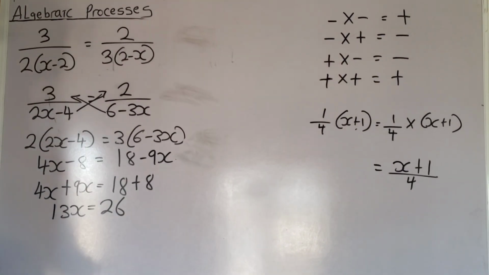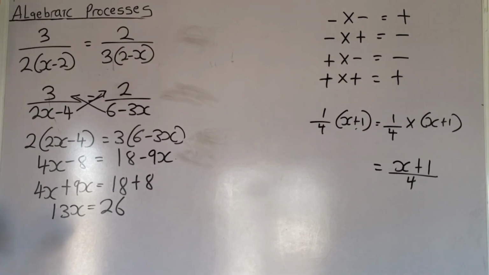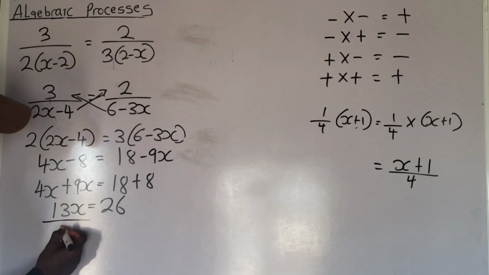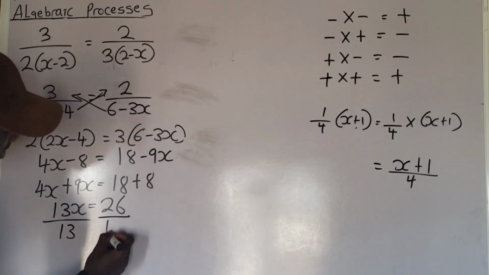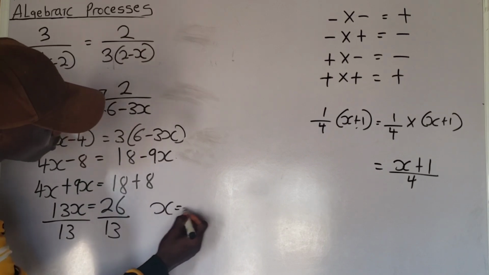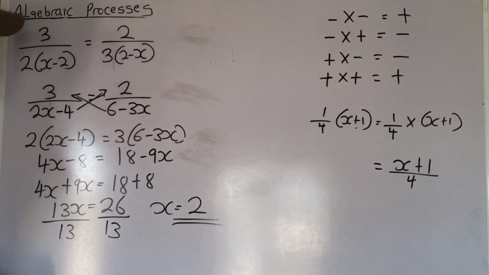The next step is to divide both sides by 13, because the goal is to determine the value of x. So this over 13 and 26 over 13. x will be equals to what? 2. That is the final answer.